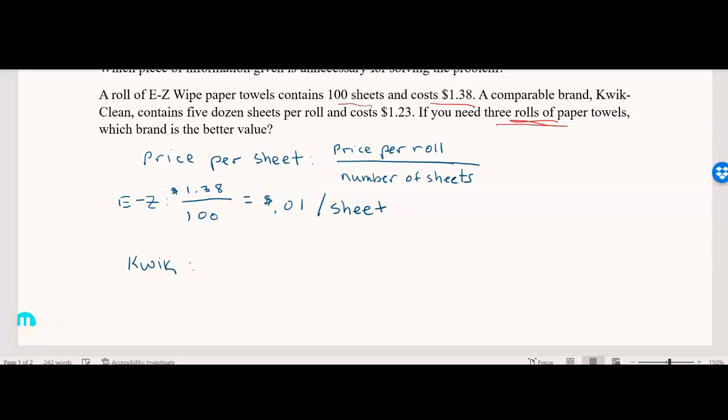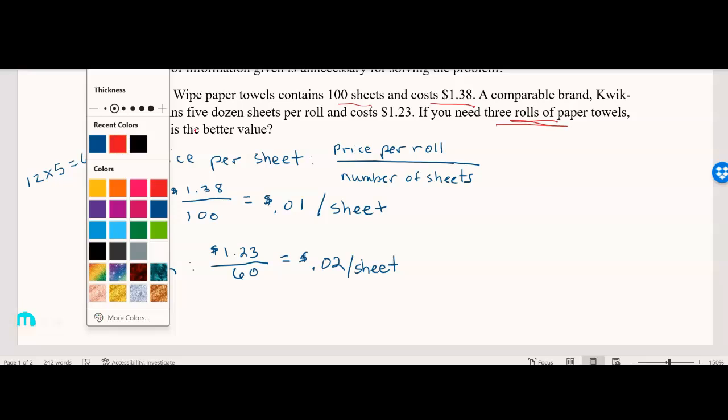Now we had another one. We'll just call it Quick because I don't want to write it all. Price is $1.23. And this one, it says, oh, be careful. Go back up there. It says 5 dozen sheets. How many sheets is that altogether? 5 dozen, that would be 12 times 5, 60 sheets. You don't want to put 5 because we want the number of sheets. So be careful with the wording when you do these problems. Now we're going to take $1.23 divided by 60, and again, round to the nearest cent, the nearest penny, and you should get 2 cents per sheet.